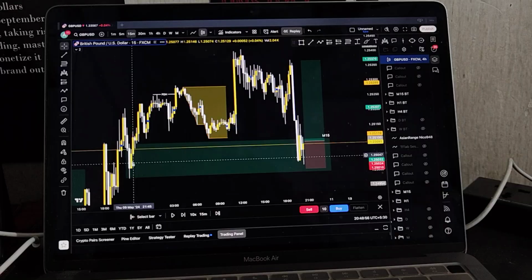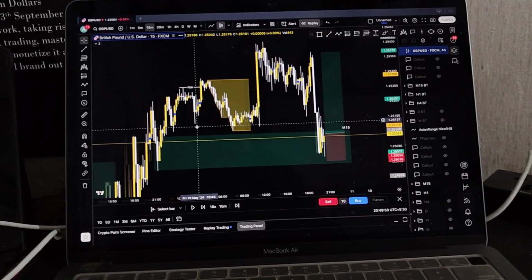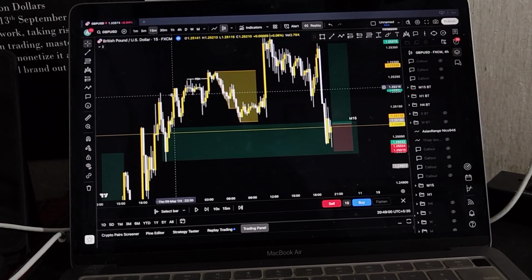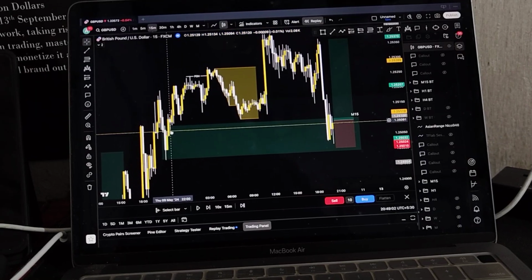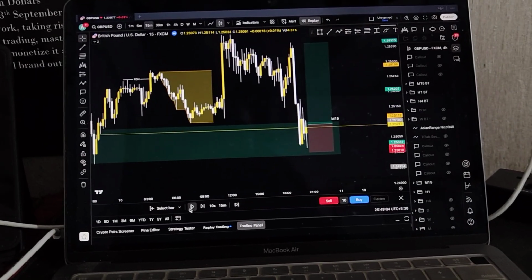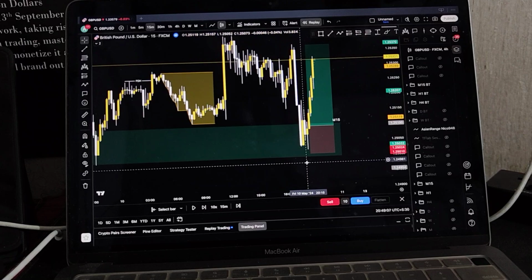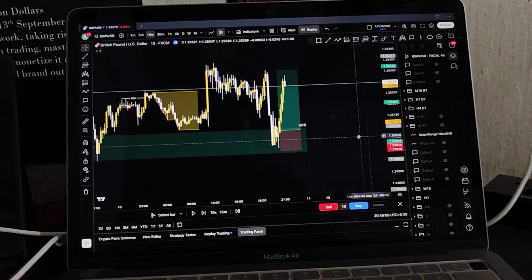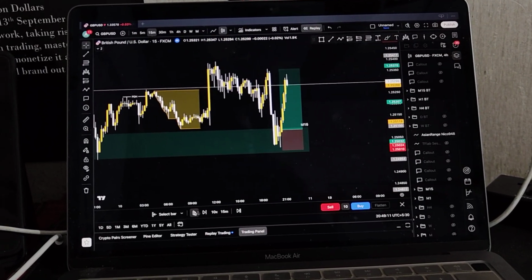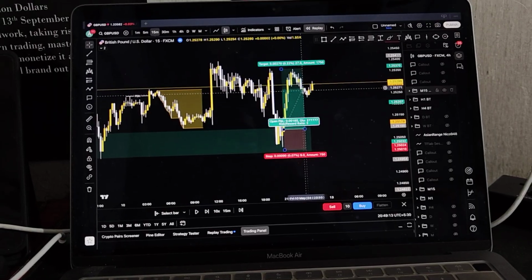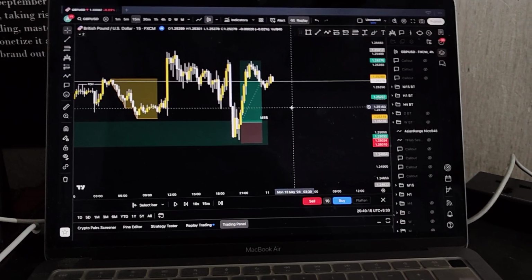It came down to my marked M15 demand. This was the M15 demand that I've marked. Because of the change of character right here, I've not marked it. There was also a small fair value gap, and if we had taken this trade, which was a New York session trade, I would have capitalized on my 1:3, and yeah, it was a winning day on Friday.